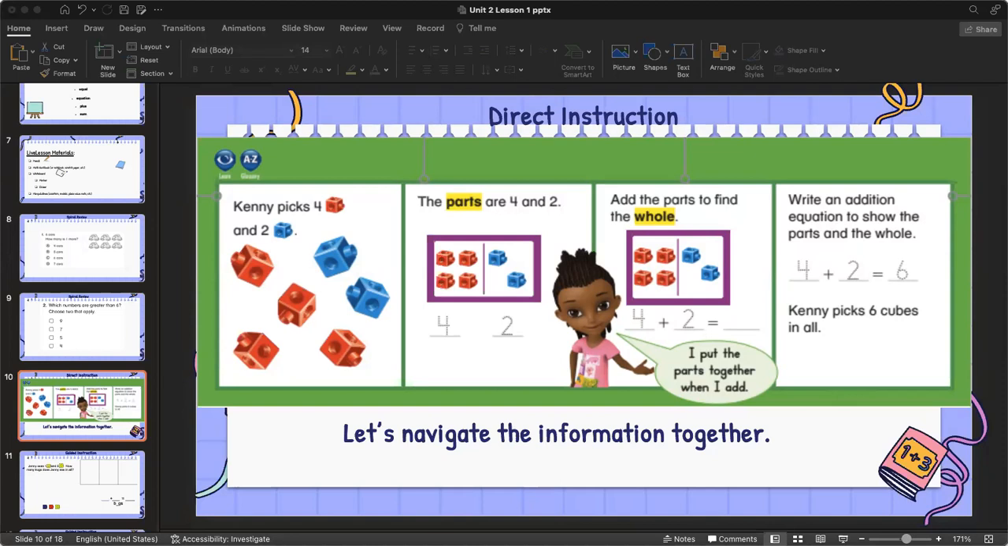Add the parts to find the whole. So again, this is the start of our equation. So Kenny had 4 red, which goes into the first line, and 2 blue, which goes on the second line. Again, we're looking at add the parts to find the whole. Again, adding.